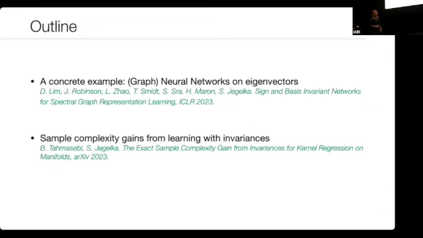All right, so here's the outline of my talk. As I said, I'm going to talk about two things. First, I want to talk about an example of how you can design an invariant model. This is going to be a neural network on eigenvectors, and I'll argue why it's useful to have a neural network on eigenvectors. Then we'll talk a little bit about the theory of what we actually gain from having that invariant network.